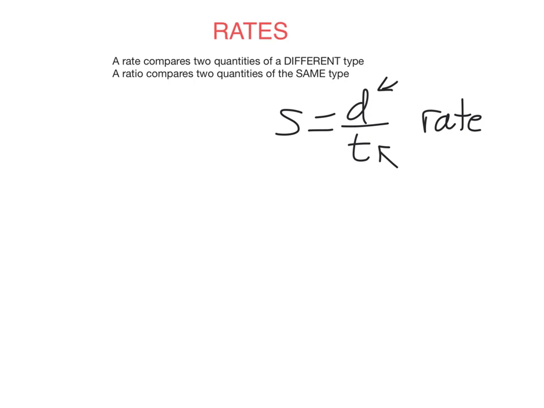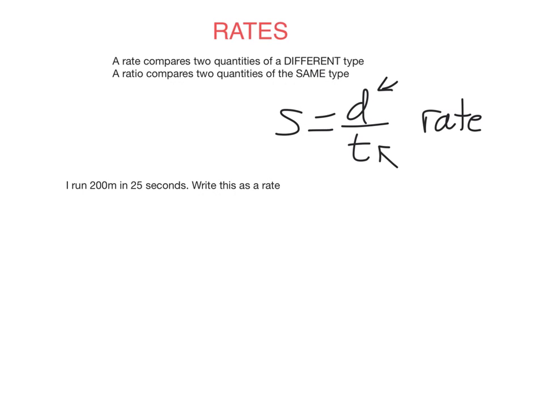A ratio, when you're cooking, you might use a ratio of milk to water if you're making coffee. They're two quantities of the same type because they're both measured in milliliters or cups or however you want to measure it. So we're not going to look at ratios. I just wanted you to know the difference between a rate and a ratio. We are going to look at rates. Let's start off with an easy example.